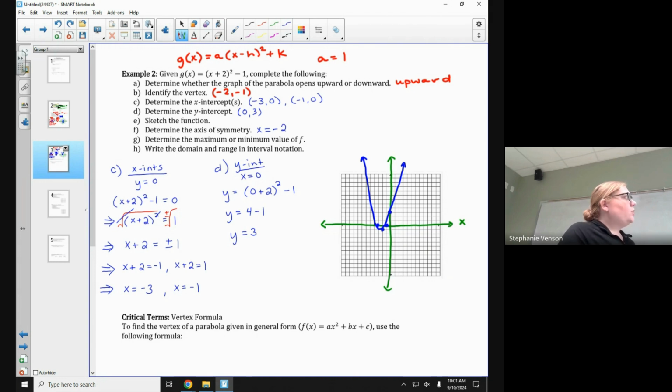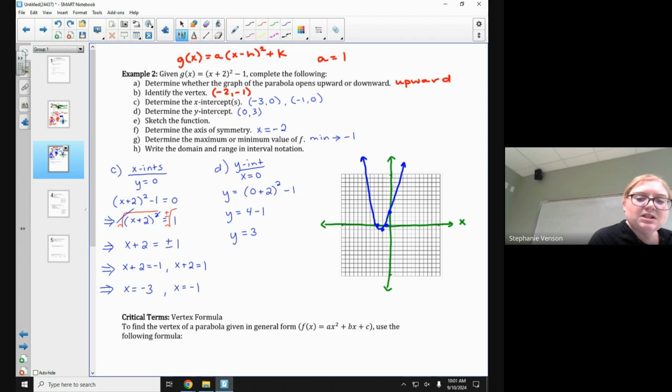Okay. Based on the way this parabola is facing, does it have a maximum value or a minimum value? Minimum. And what is the y value of that minimum? Negative 1. Good. Again, axis of symmetry is always the x value of your vertex, and then the maximum or minimum is the y value of your vertex.